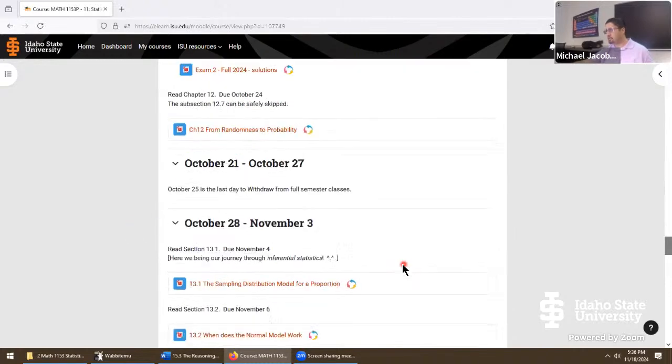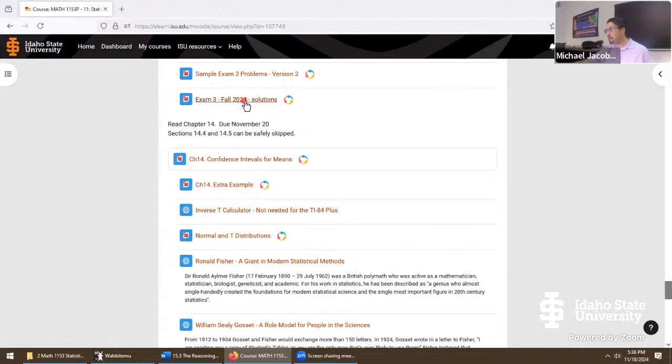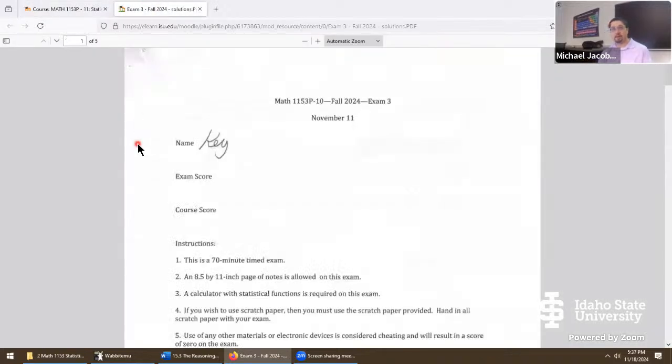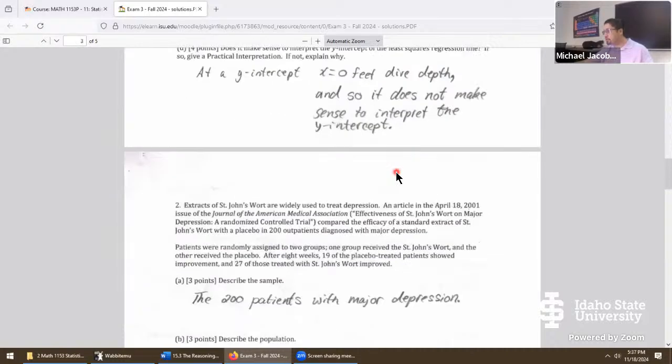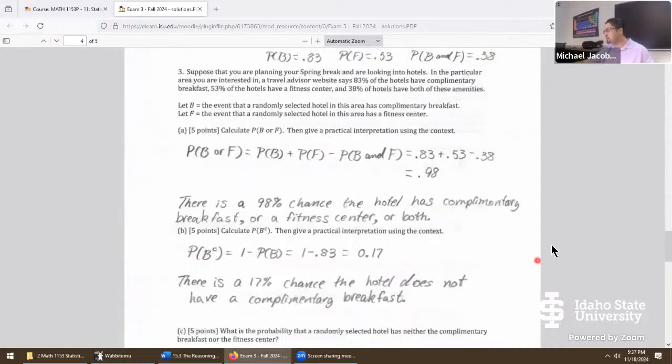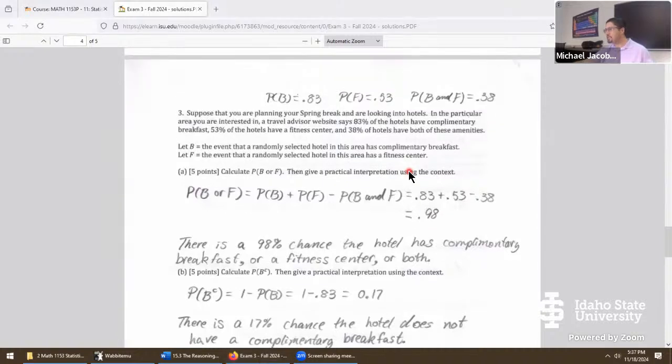This is a good time to do an exam review since we don't really have a lot more time left in the course. We're probably all thinking about reviewing for the final exam, and this is really excellent review. The solutions to all exams are posted in Moodle, so you can take your old exams and use those to study for the final exam as well. Question number 3 was the probability one. They give us 3 probabilities. B is having a complimentary breakfast at probability 0.83. F is having a fitness center at probability 0.53. And having both amenities came out at 38%, so the probability of both B and F was 0.38.